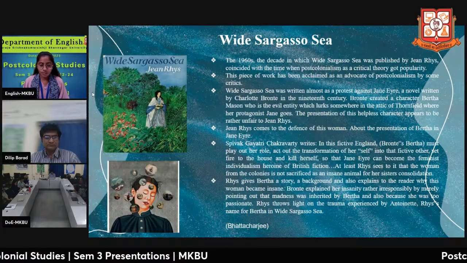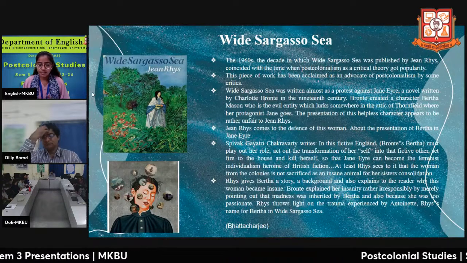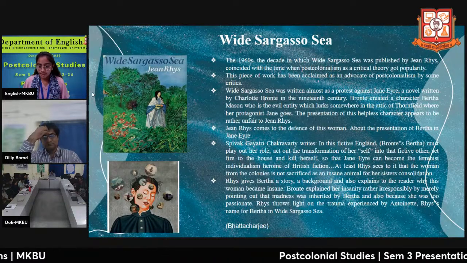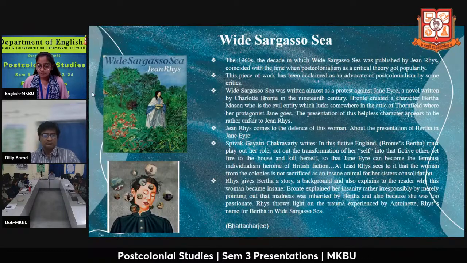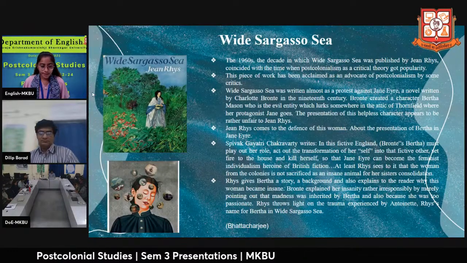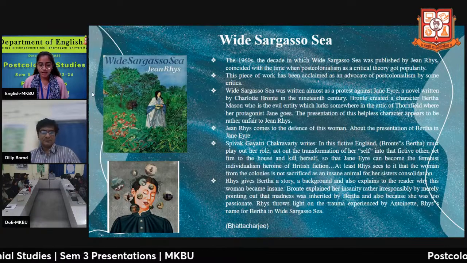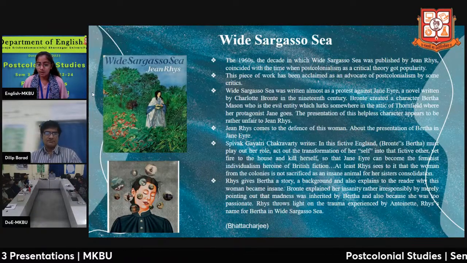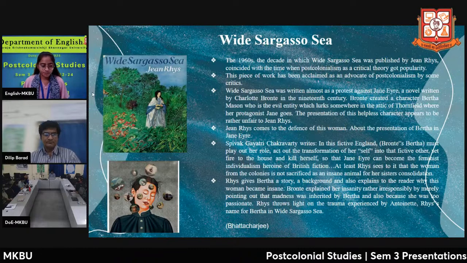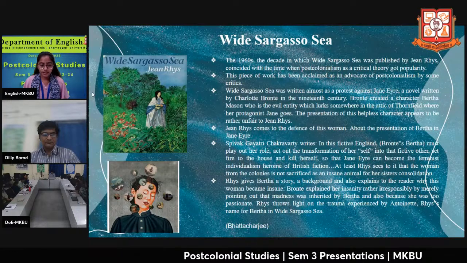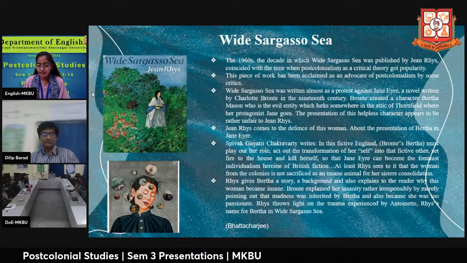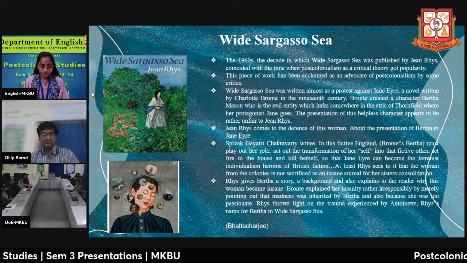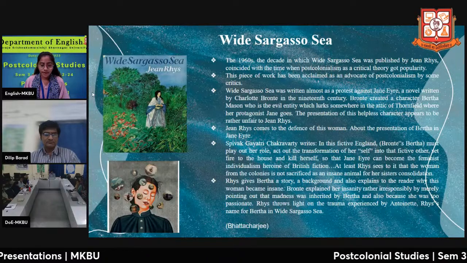Bronte explains her insanity rather irresponsibly by merely pointing out that madness was inherited by Bertha and also because she was too passionate. Rhys threw light on the trauma experienced by Antoinette. Rhys's name for Bertha is Antoinette in Wide Sargasso Sea.